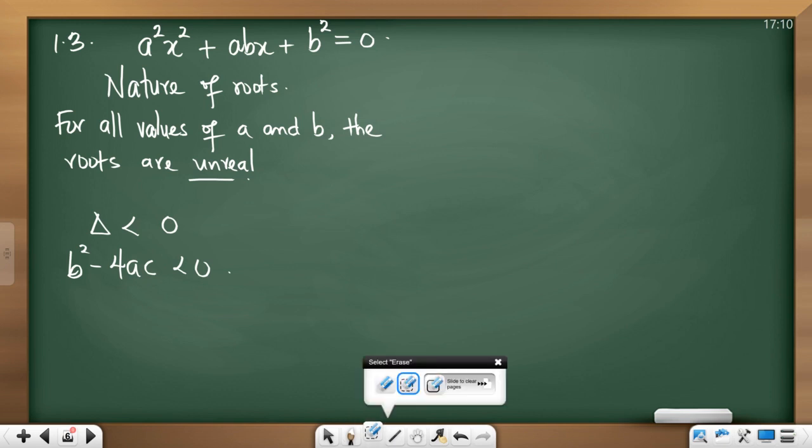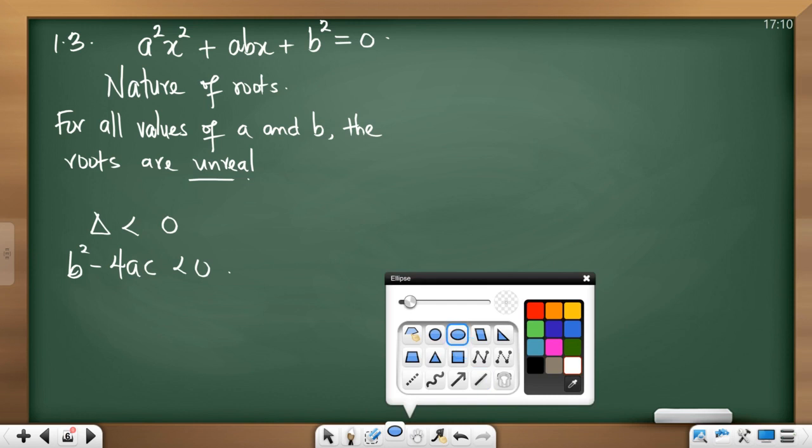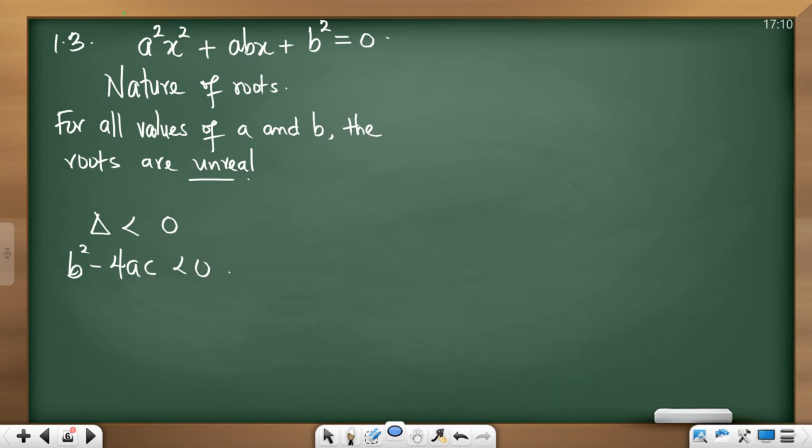Now, what is our B? Quickly, I'm going to circle my ABC. A is always the coefficient of x squared, the highest exponent there. B is the coefficient of x, and C is my constant value. So what is my B? My B is AB. Don't be confused with the letters. Look at the characteristics of those letters, the coefficient of x. That's my B. Let me write it here. This is A, this is B, and that is C.